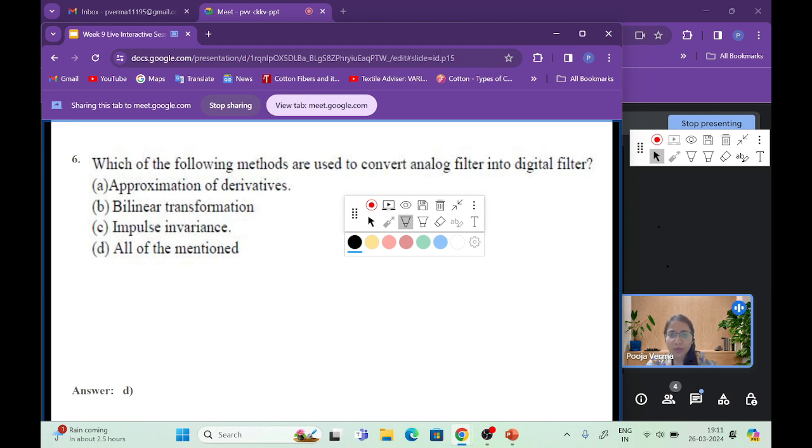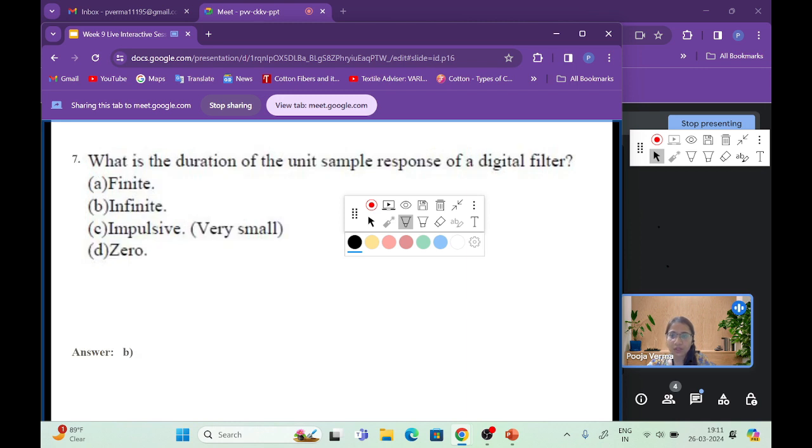Which of the following methods are used to convert analog filter into a digital filter? What are the methods that are used to convert the analog filter into a digital filter? Option A is approximation of derivatives. Option B is bilinear transformation. Option C is impulse invariance method. Option D is all of the mentioned. So all these methods are used to convert analog filter into a digital domain. So the correct option is option D. All the options are used for converting analog to digital filter.